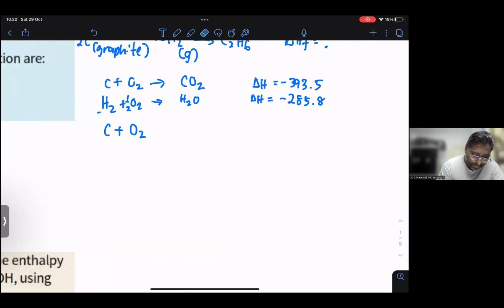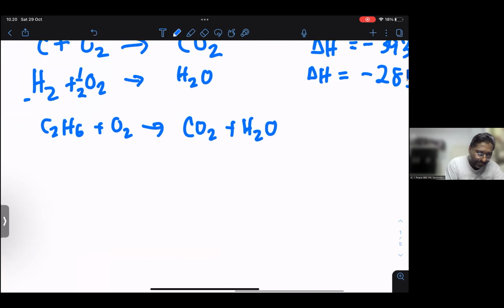C2H6. So we write down the combustion for C2H6 plus oxygen. Alkanes, yeah, hydrocarbons, they will always give you carbon dioxide and water. So we just try to balance this out. We still want one mole over there because combustion means you are combusting or reacting 1 mole of the substance with excess oxygen. Yeah. So there's 2 over here.